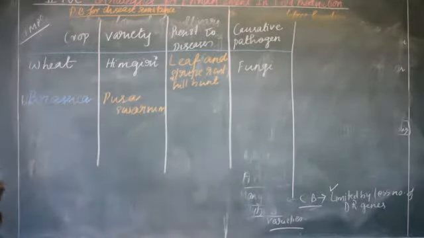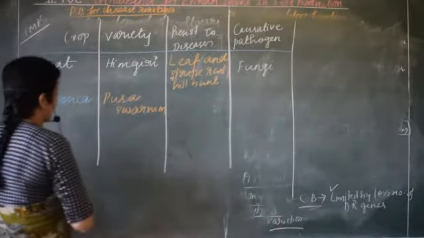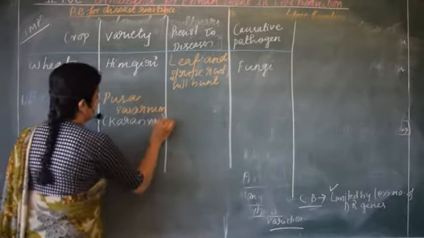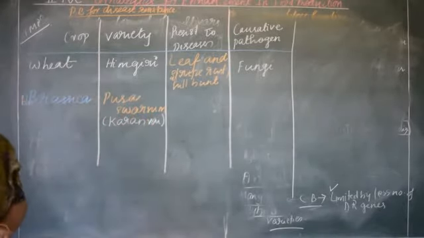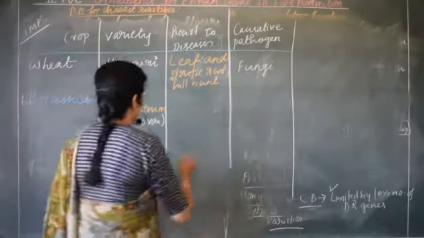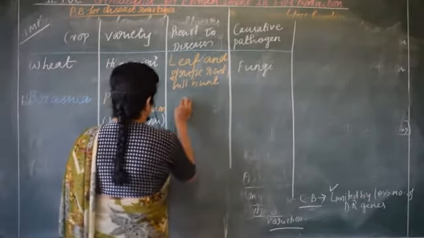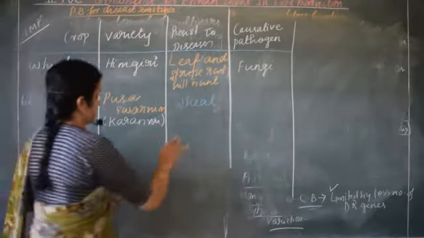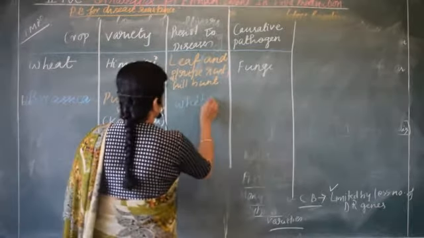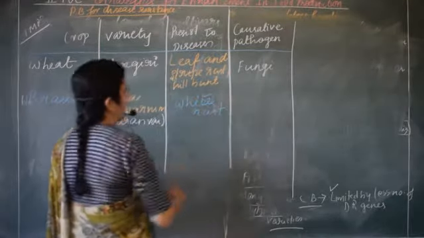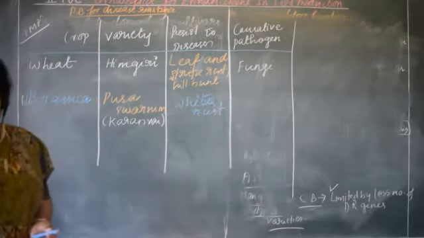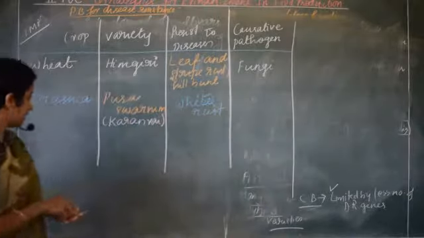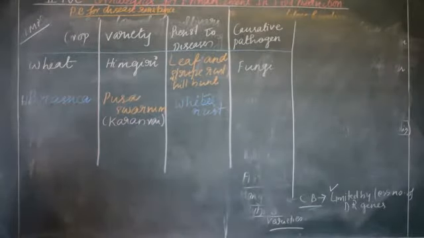So another name for this is Karan Rai. Which disease can it resist? The disease it can resist is white rust. And the causative pathogen, which pathogen causes this disease? This is also a fungal disease.